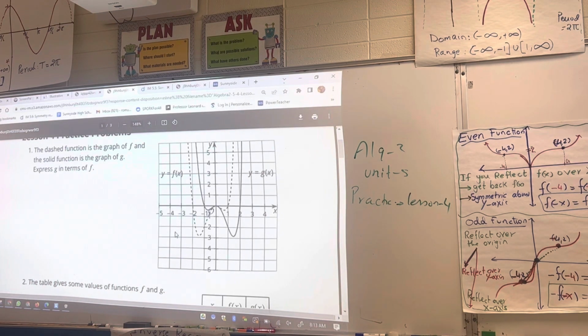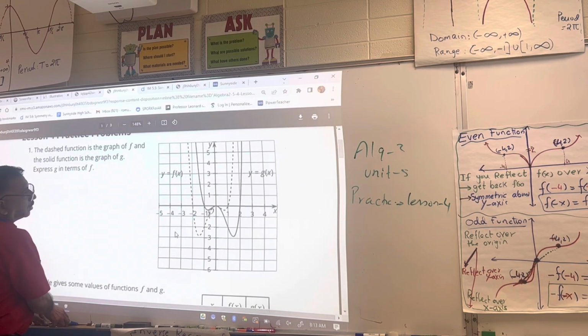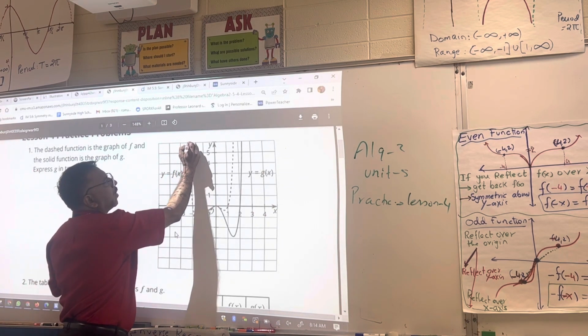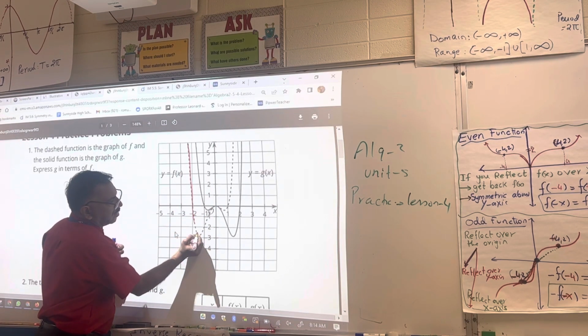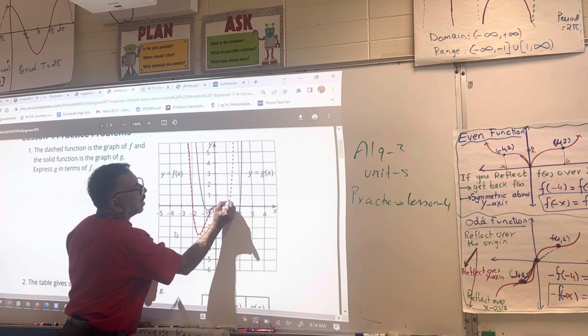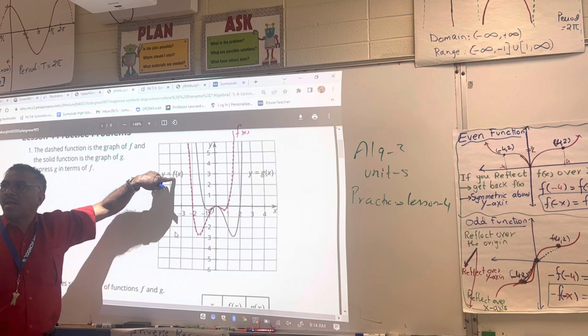You look at the first problem of the practice problem: what's the relation between the graphs? So I'm going to use color there. I think there is the dotted one. So let's call this the main function, the original function. There you go, that's the red, right? So this is f of x. That's given to you. Agree?